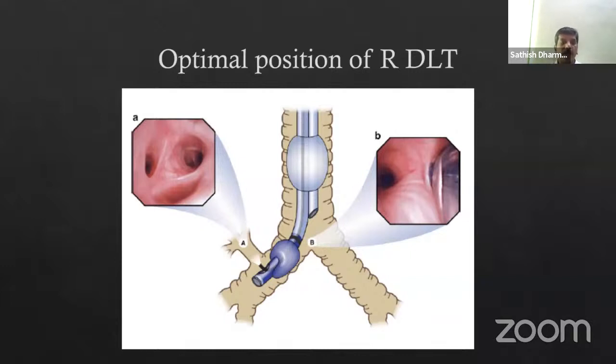Next is the right DLT. How are you going to confirm it? Same thing. Once you place it, you have to pass the bronchoscope into the tracheal lumen and see whether it has gone into the right side. And once it is in the right side, you should pass the fiber optic bronchoscope into the bronchial lumen and see whether it is above the secondary level carina, that is the intermediate bronchus, and then align the right upper slot towards the right upper bronchus. Let us see the video.